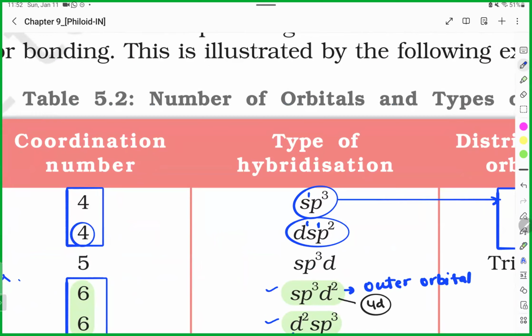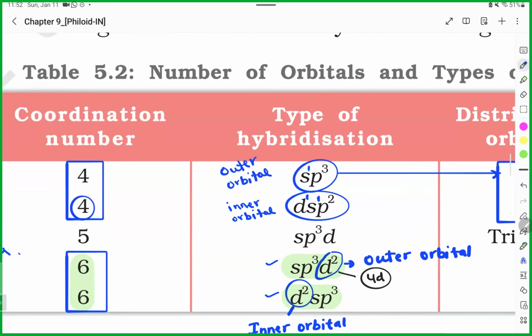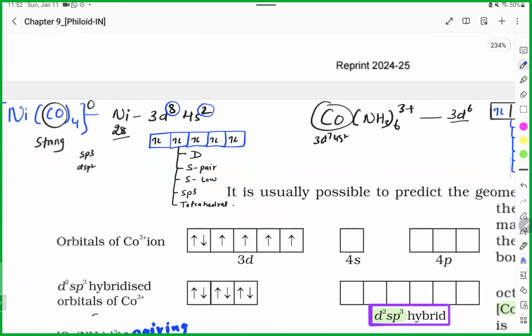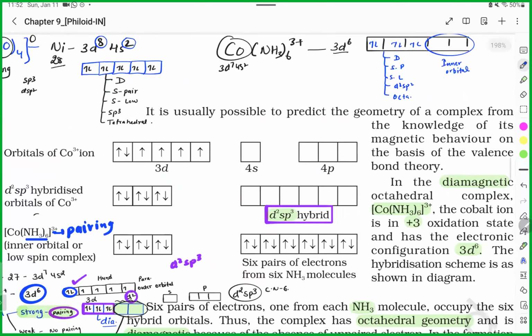Second possibility is this. In this case, you will see outer orbitals are used, but in dsp2 inner orbitals are used. Inner d orbitals are used. Okay, same here. Here you have outer d orbitals, but in this situation, inner d orbitals. Inner d orbitals are used. Okay, and for this we have different types of compounds.